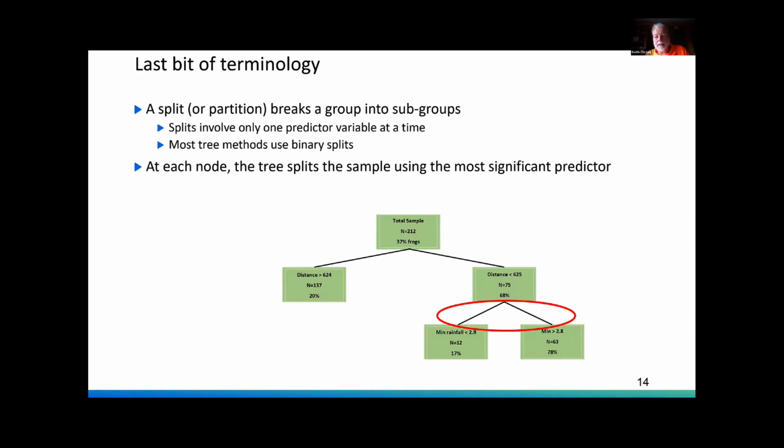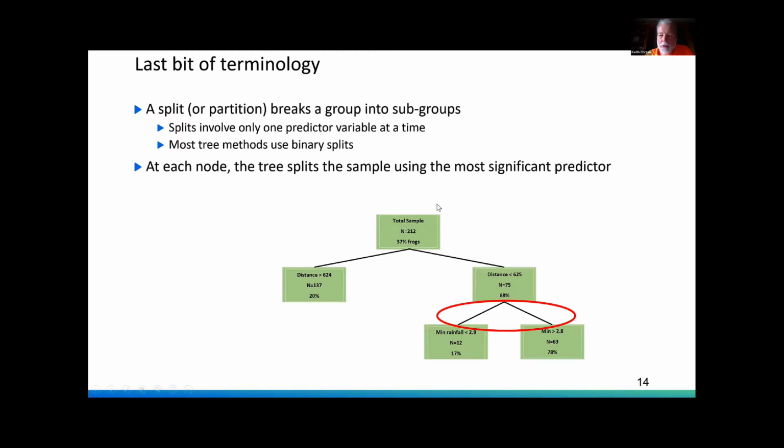And then finally, this act of branching the tree is called a split or a partition. It breaks the tree into subgroups. Typically, our splits involve only one predictor variable at a time. Most trees use binary splits like I've shown you. And at each node, the tree splits the sample using the most significant predictor.